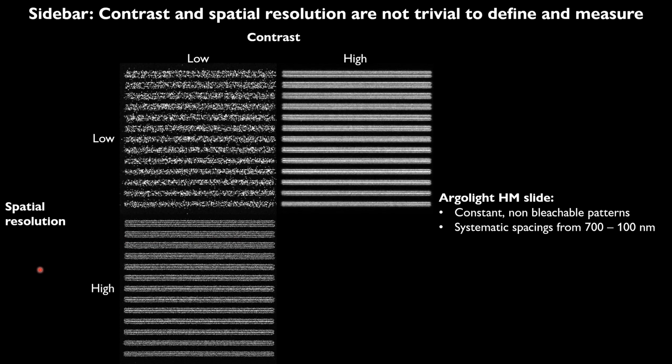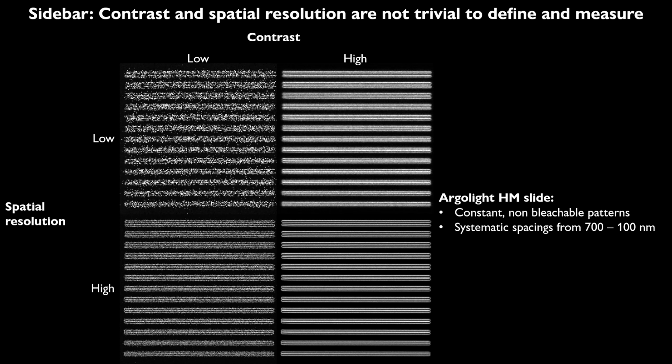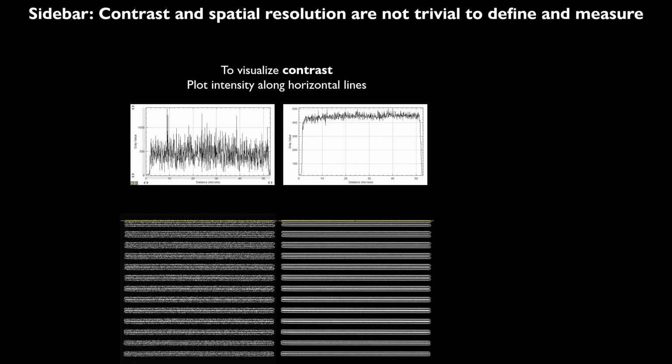Now, I have also taken a version of these in high contrast with low spatial resolution, and with high contrast and high resolution. So you can see how these concepts of contrast and resolution interact in this sample. And hopefully that's helpful when you're trying to think about what these things mean and what you are trying to accomplish.